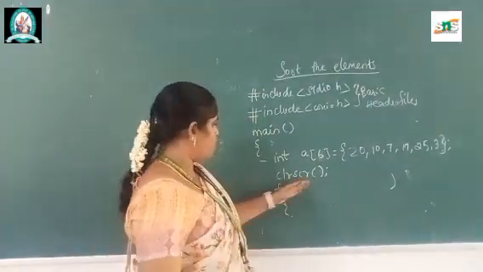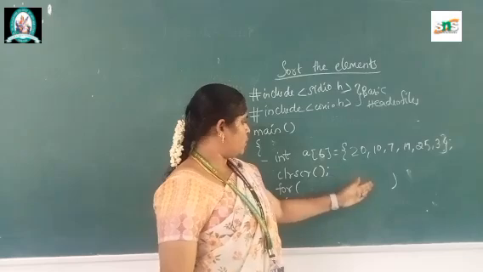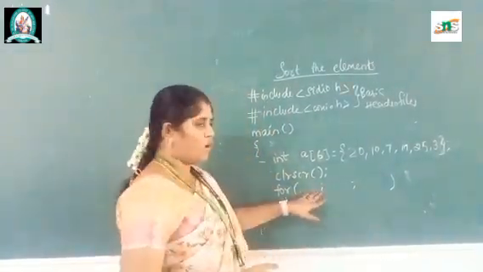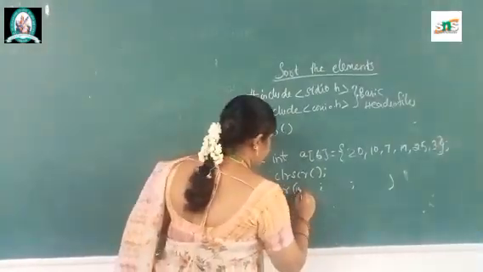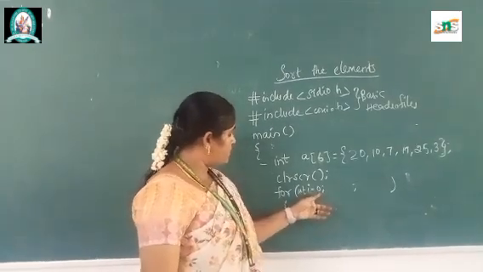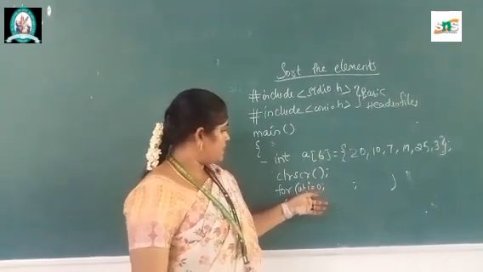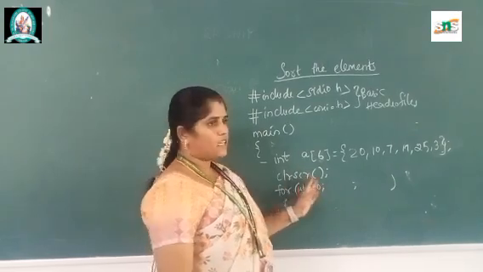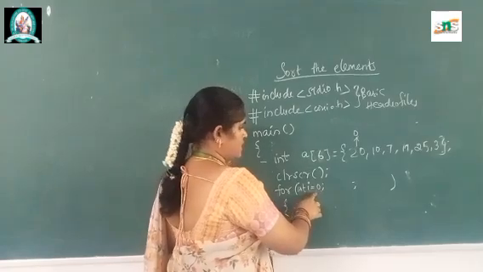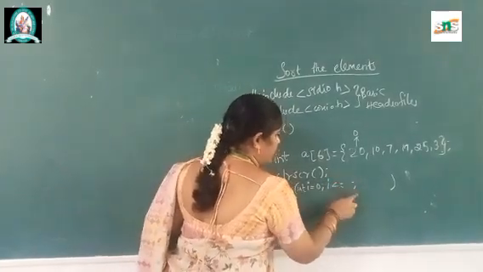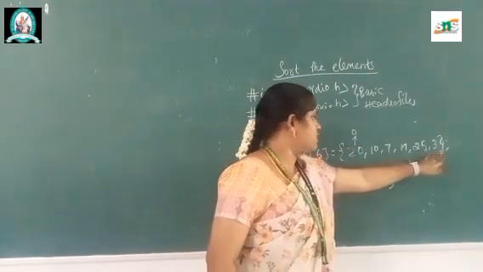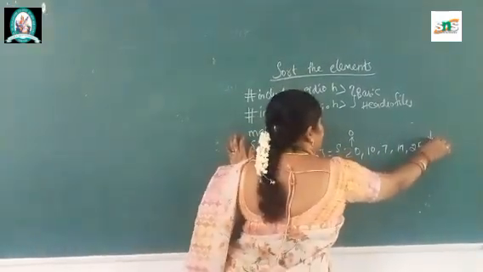We all know that a for loop incorporates 3 parts. The first part is always the initialization part. Here I am initializing int i is equal to 0, because the array index always starts from position 0. Then I need to specify the condition. The array will end with the index position 5.